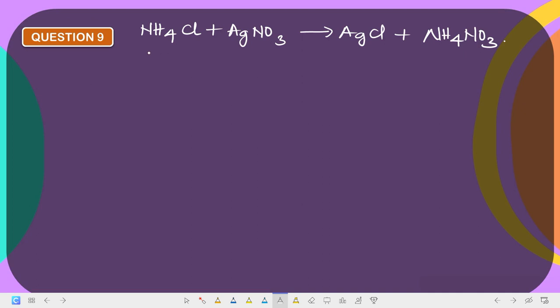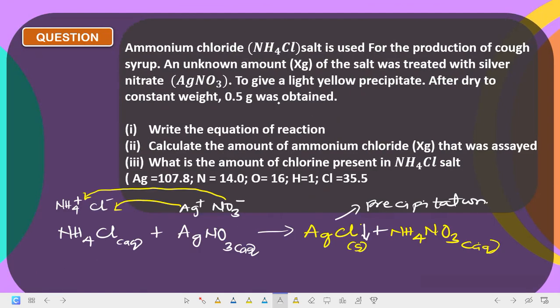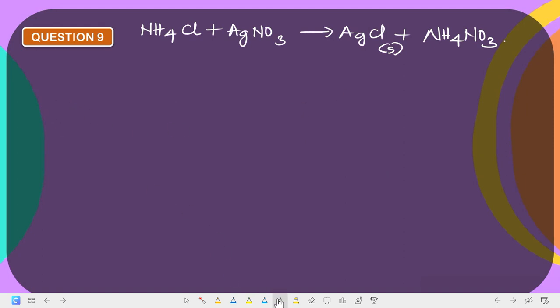Now, what is the mass of ammonium chloride that reacted? Because our major concern now is between ammonium chloride and what? Silver chloride. Because silver chloride is the precipitate, and the mass of the precipitate was given. They say after drying to constant weight, 0.5 gram was obtained for the precipitate. So it means that the amount of silver chloride at the end of the reaction is 0.5 gram. Now, if the amount of silver chloride is 0.5 gram, it means that the amount of ammonium chloride is what you are looking for. That means the starting material you don't know.